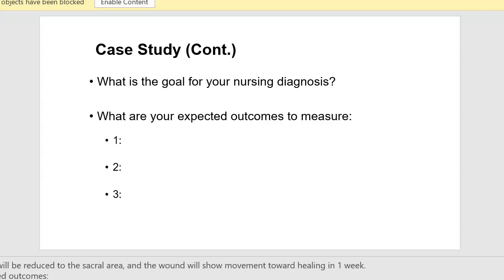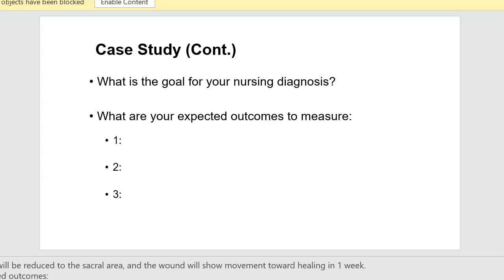So if we choose a diagnosis for Mr. Ahmed, the really appropriate diagnosis for him would be impaired skin integrity related to pressure over bony prominence in the sacral region. And the goal for him for that nursing diagnosis: pressure will be reduced to the sacral area and the wound will show movement toward healing within 1 week.